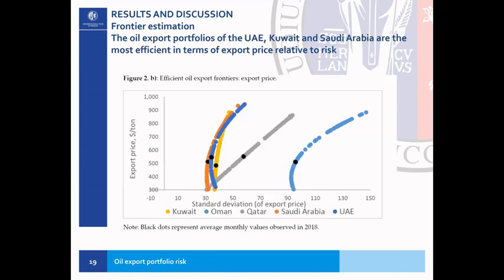Okay, we have done the same thing using oil price rather than oil quantities growth rate. So on the vertical axis, we have the export price in dollars per ton. In the period, I forgot to tell you, the period goes from 2005 or something until 2018, monthly data.